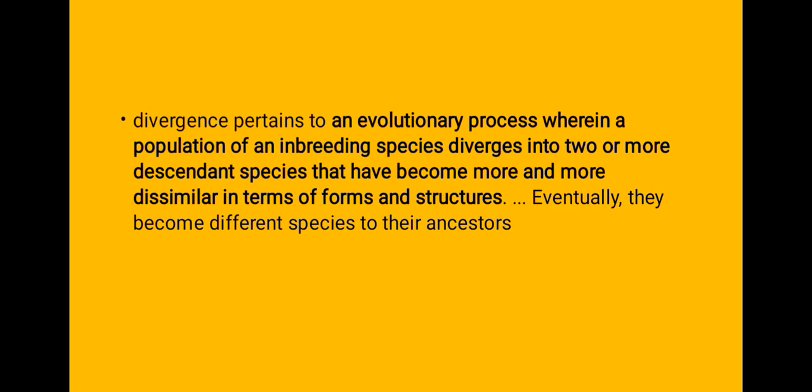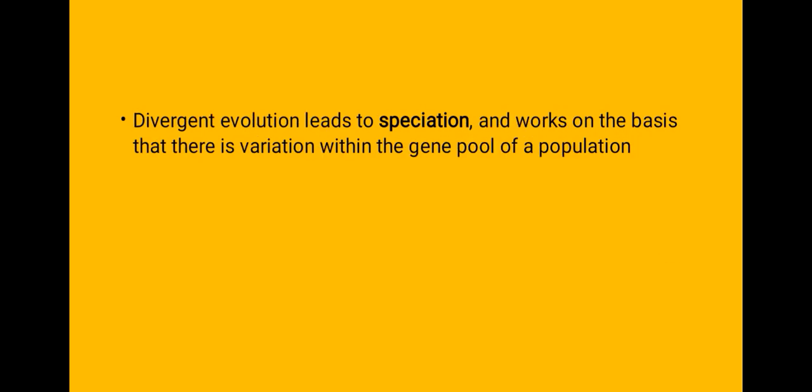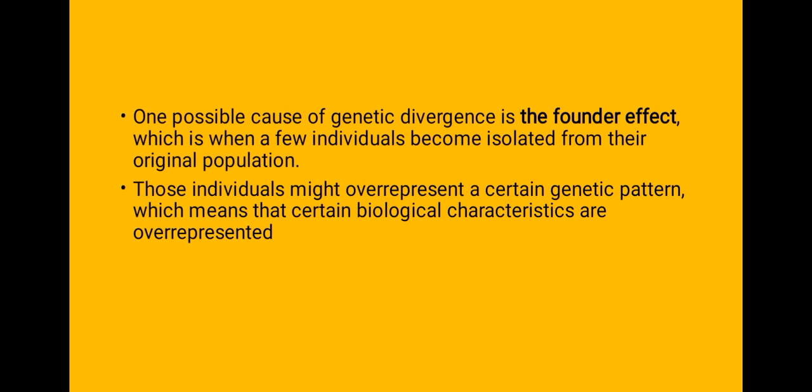Genetic divergence. Divergence pertains to an evolutionary process wherein a population of an inbreeding species diverges into two or more descendant species that have become more and more dissimilar in terms of form and structure. Eventually, they become different species from their ancestors. Divergent evolution leads to speciation and works on the basis that there is variation within the gene pool of a population. One possible cause of genetic divergence is the founder effect, which is when a few individuals become isolated from their original population. Those individuals might overrepresent a certain genetic pattern, which means that certain biological characteristics are overrepresented.